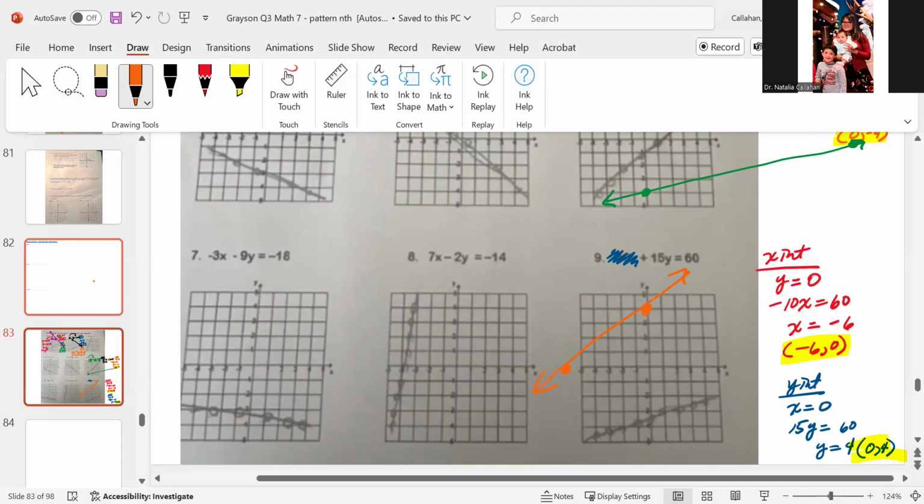And this one here is a positive slope, right? So let's check to make sure. If I move that x over to the right side, I get a positive 10x plus 60, and guess what? 10 divided by 15 is still a positive. You see that? So it checks out, okay?